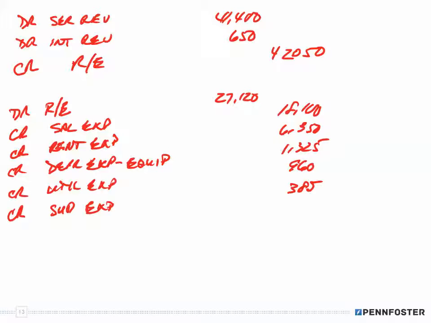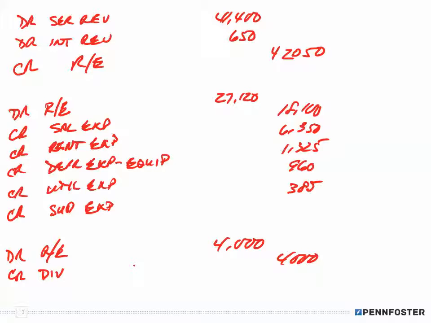All right, finally, I have to close out my dividend account. My dividend account is a debit, so to bring that down to zero, I have to credit my dividend account, and I debit, of course, retained earnings. And that amount was $4,000.